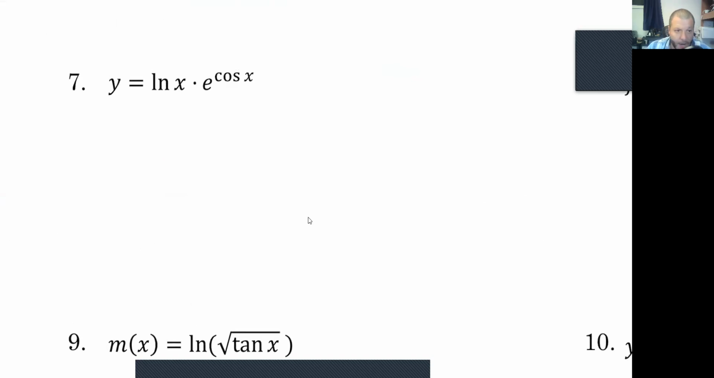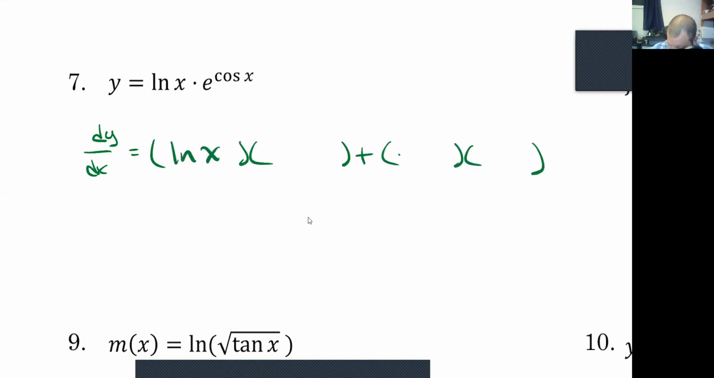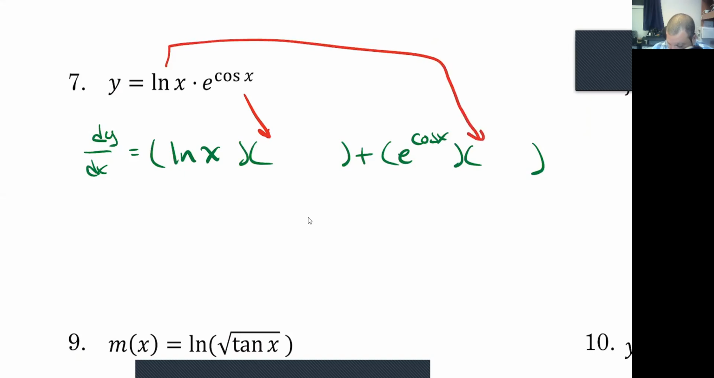All right, so here we have a product rule. So dy dx, product rule, 4 terms connected by addition. All right, so we know 2 of them, natural log of x, e to the cosine of x. So then we just have to take the derivative of the other parts. All right, so we'd have the derivative of e to the cosine of x. That's going to be a chain rule, spoilers. And we have derivative of natural log, which is nice and easy.